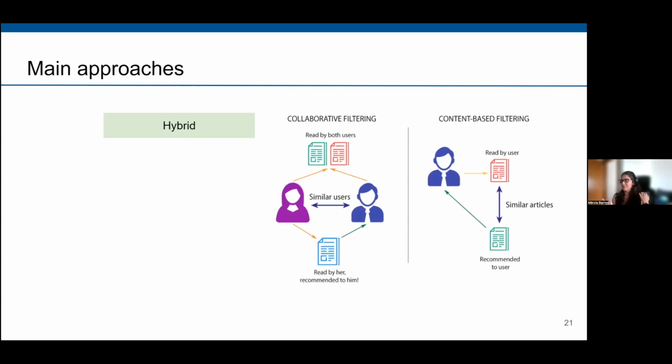But to try to mitigate the limitations of both collaborative filtering and content-based, we can create hybrid approaches between collaborative filtering and content-based. For example, if I combine collaborative filtering and content-based, the cold start problem for new items that comes from collaborative filtering will be suppressed by the content-based part. There are a lot of different ways to combine these main approaches.